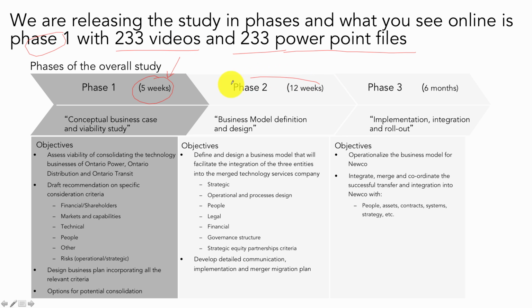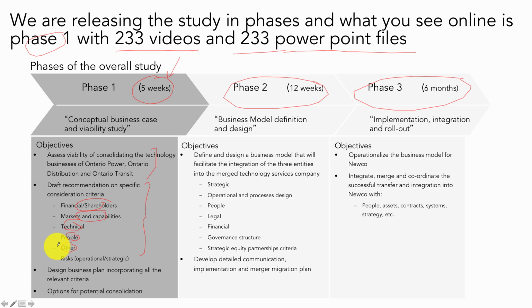We will release phase 2 later, and we'll release phase 3 later. It'll be more videos, more PowerPoint files. So 203 videos breaking down everything you can see that assesses the viability of consolidating the technology businesses of these companies. We'll present recommendations by looking at what is the impact on the shareholders. Can we compete in the different markets? Do we have the capabilities? What is the technical implication of merging 3 vastly different enterprises? Are these people from a state-owned enterprise ready to operate in a commercial market against nimble, aggressive private companies?